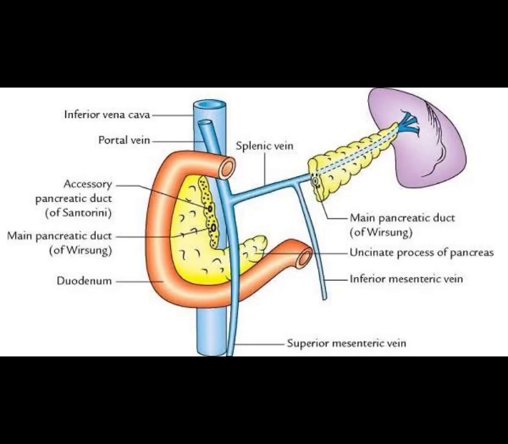When you see the medial relations of the second part, medially the second part of the duodenum is related to the head of the pancreas. Not only that, the inferior pancreatico-duodenal vessels, the bile duct, and the pancreatic duct are all related medially to the second part of the duodenum.